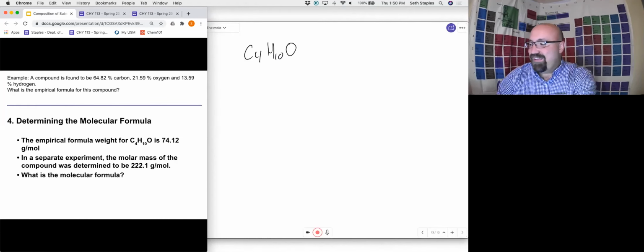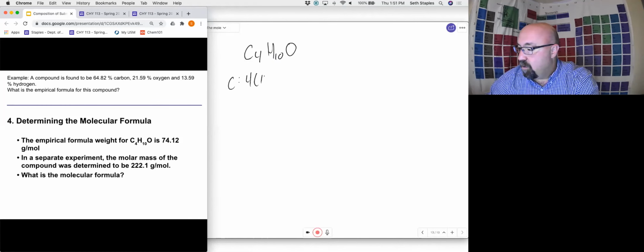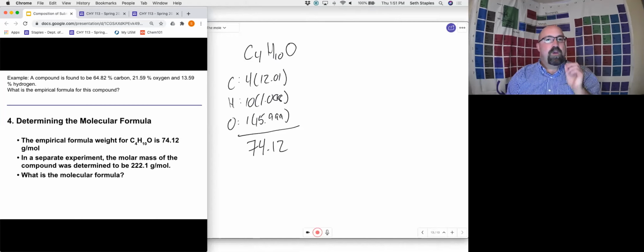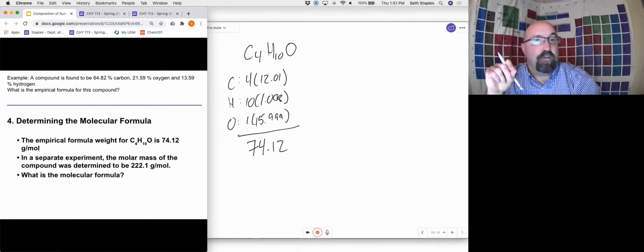When we calculate the empirical formula weight, the molar mass from the empirical formula, just the way that we've been doing molar mass, our carbon is 4 times 12.01, our hydrogen 10 times 1.008, our oxygen 1 times 15.999. We add those all up and we get a formula mass of the empirical formula of 74.12. So that's the molar mass of just the empirical formula.